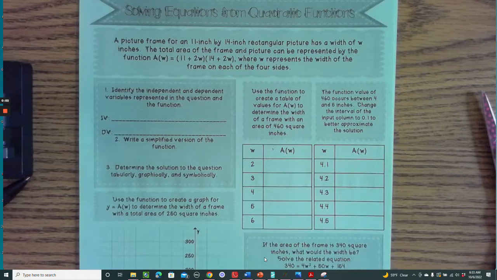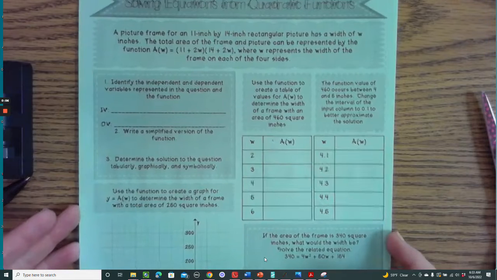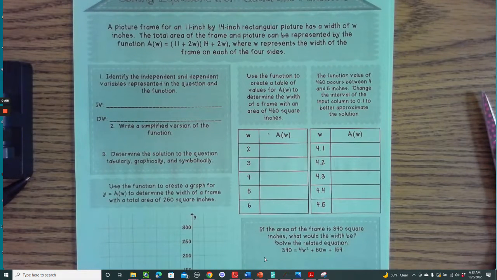This video is for the solving equations from quadratic functions notes. A picture frame for an 11-inch by 14-inch rectangular picture has a width of W inches. The total area of the frame in picture can be represented by the function A of W equals 11 plus 2W times 14 plus 2W, where W represents the width of the frame on each of the four sides.